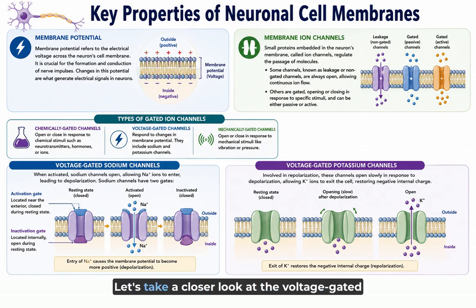Let's take a closer look at the voltage-gated sodium channel. When a neuron is at rest, the sodium channel has two gates. The activation gate, located near the outside of the membrane, is closed. The inactivation gate, located near the inside of the membrane, is open. Because the activation gate is closed, sodium ions cannot enter the neuron.